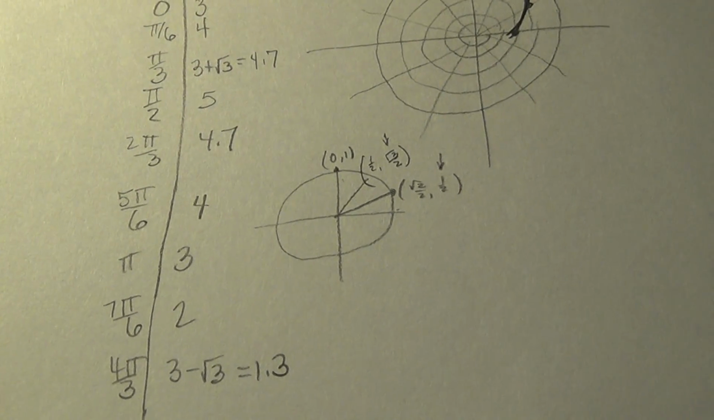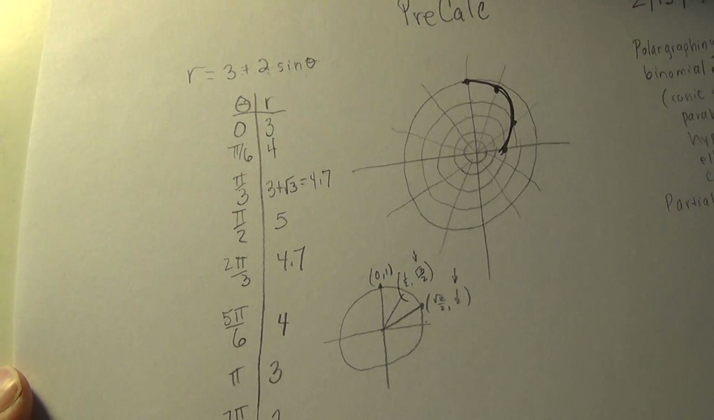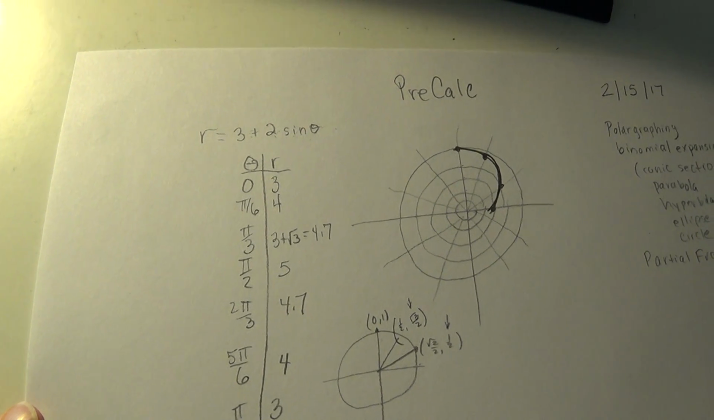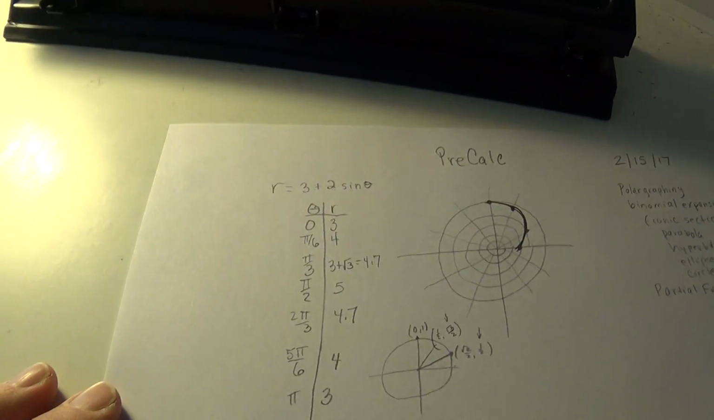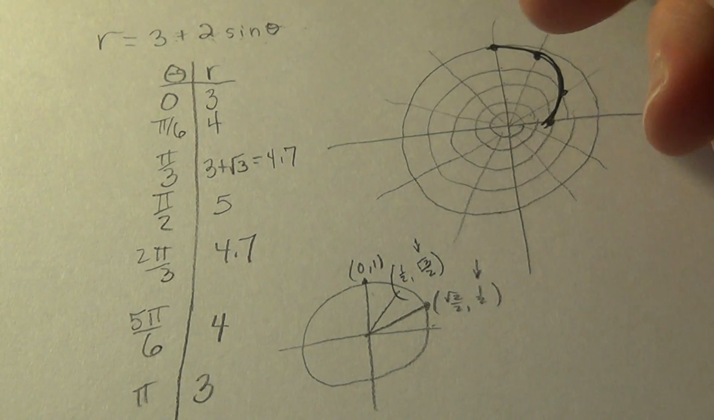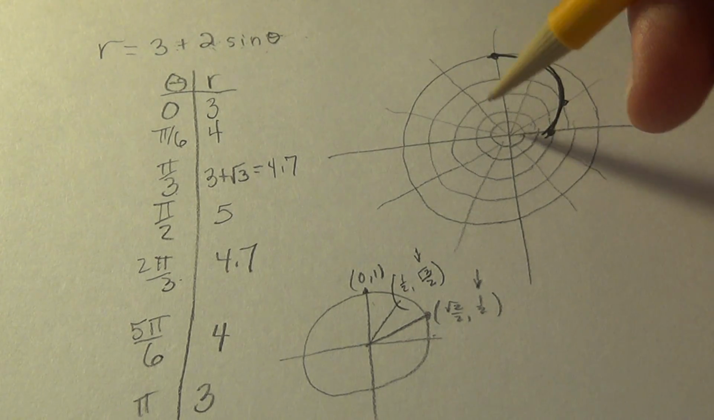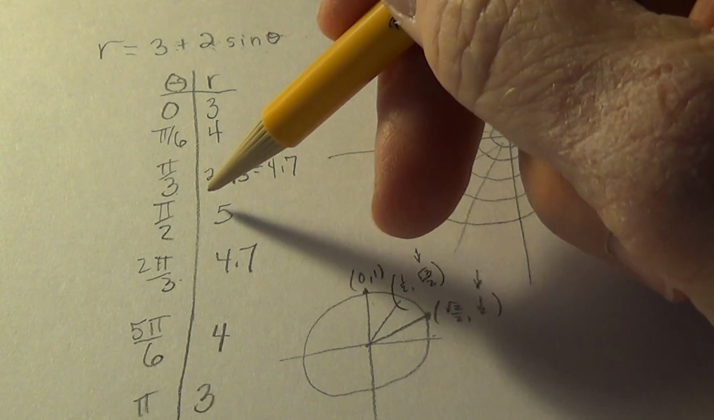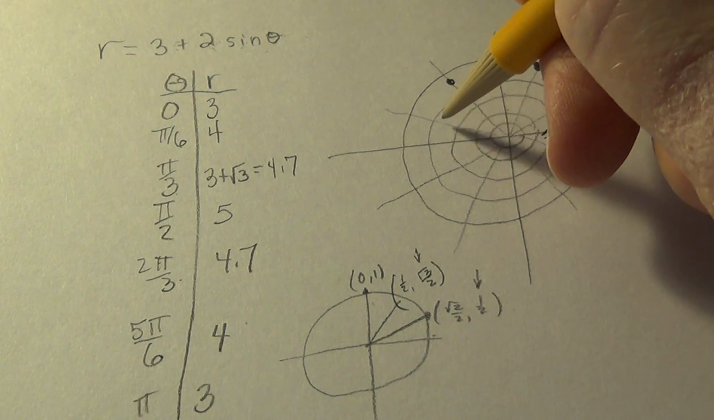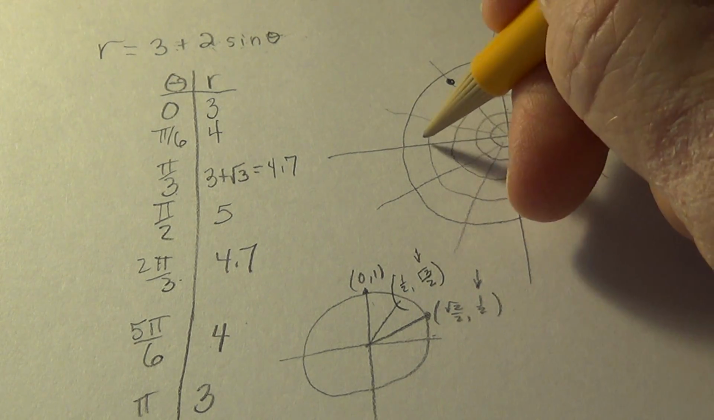Alright, I don't think the whole chart will fit in my view. Maybe it will, but not very clearly. Alright, so here is the first part of the chart. So I'll go ahead and graph through pi. Just through pi. I already got through pi over 2. 2 pi over 3 is right here, and it goes out 4.7. Then back to 4. Then back to 3. 3 is at pi radians.